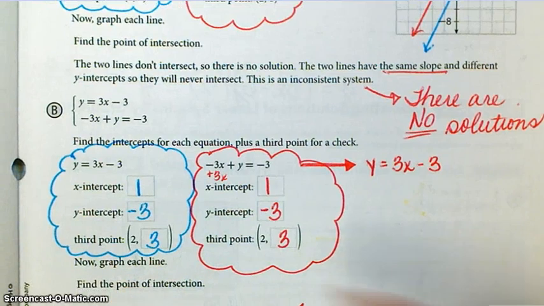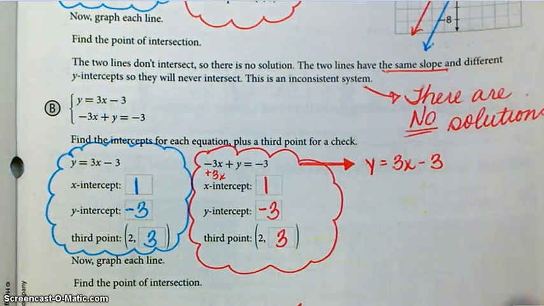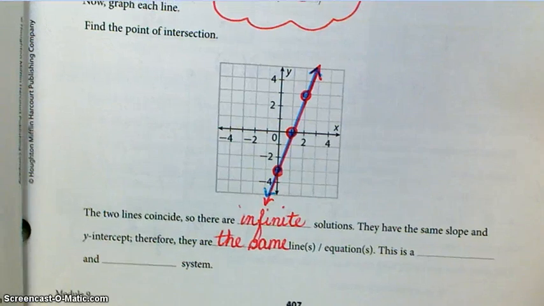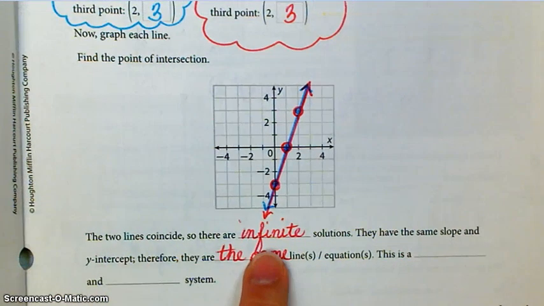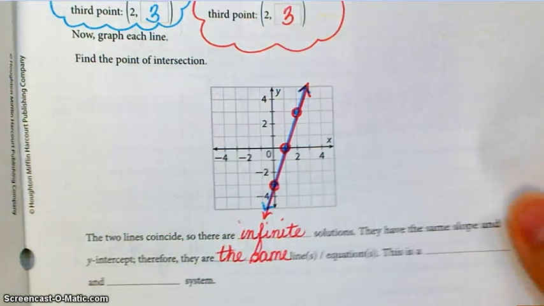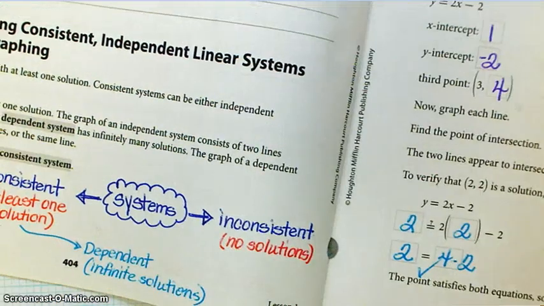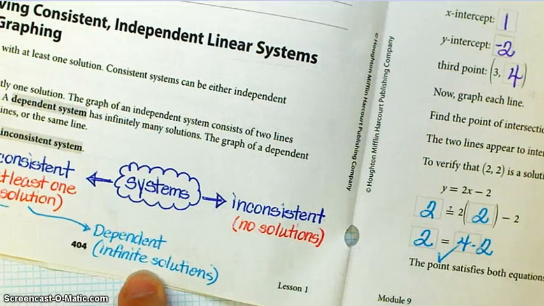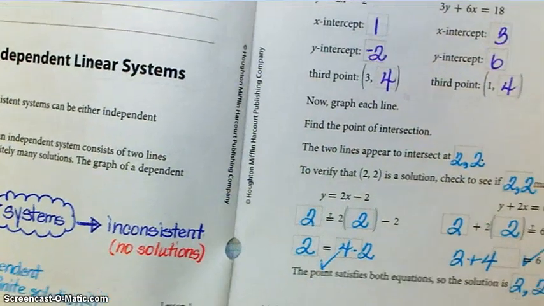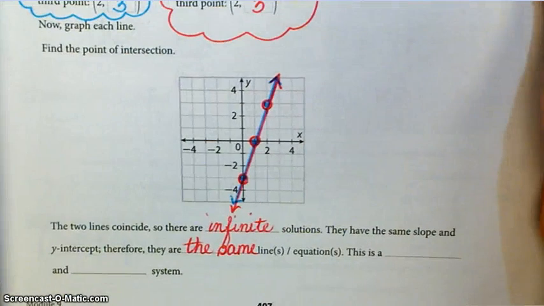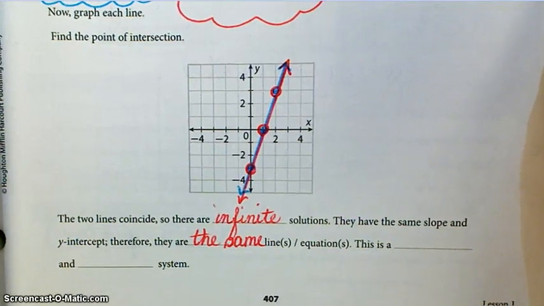Okay? Find the point of intersection. Well, since they're really the same line, come down here. The two lines coincide, so there are an infinite number of solutions. There are infinite solutions. They have the same slope and the same y-intercept. Therefore, they are the same lines. This is A, all right, and go back to your notes. I didn't even fill it in on y'all's. If you have an infinite number of solutions, this is a consistent dependent system, okay? So that's what goes down there. This is a consistent and dependent system.